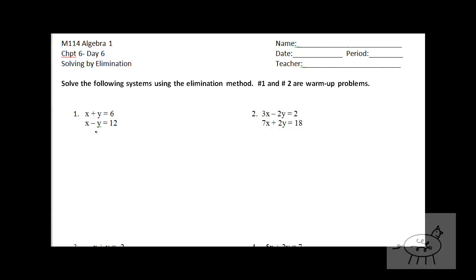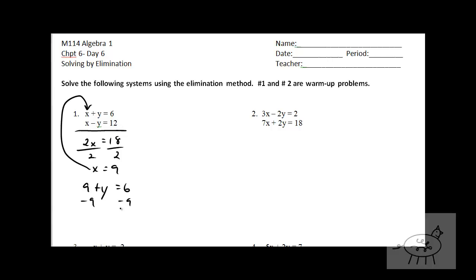Draw a line underneath here, and I get 2x. And of course the y's cancel, and 2x is equal to 18. Divide by 2, x equals 9. Then I'm going to plug it back into, again, it's your choice, but I'm going to plug it back into the first equation just because I have less negatives. So I get 9 plus y equals 6. Subtract 9, I get y equals negative 3. So there you go. Those are your two answers for that problem.